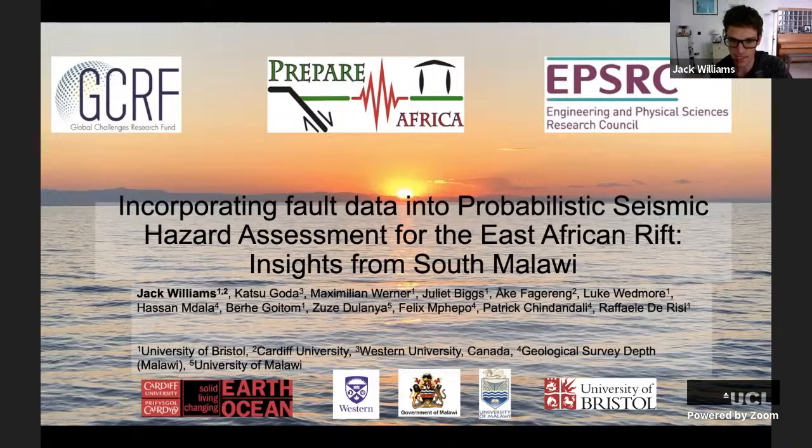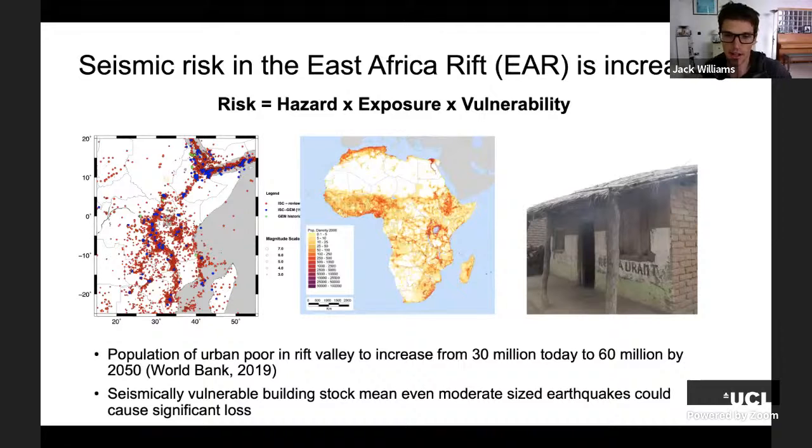So in particular, working with the Geological Survey there and the University of Malawi. So next slide, please. So I think it's quite clear that when you consider the three components of risk, hazard, exposure, and vulnerability, that seismic risk in East African Rift is increasing very fast.